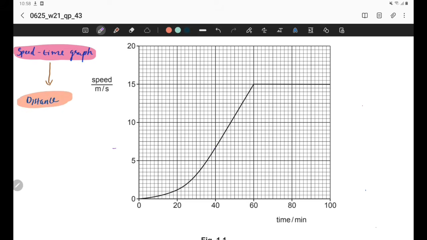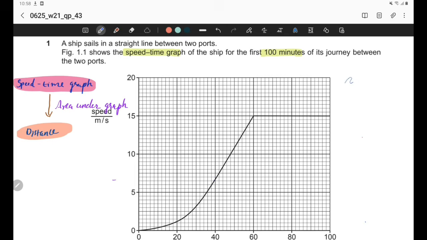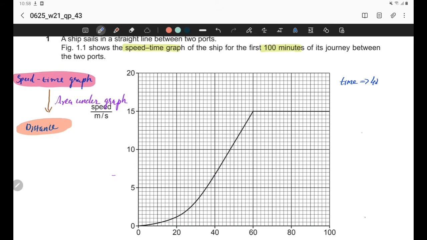So we need to know that from a speed time graph, we can calculate the distance covered by calculating the area under the graph in the given time duration or time interval. So just find the area under a speed time graph. We will get the distance covered. And the time interval is given between 42 minutes to 100 minutes.